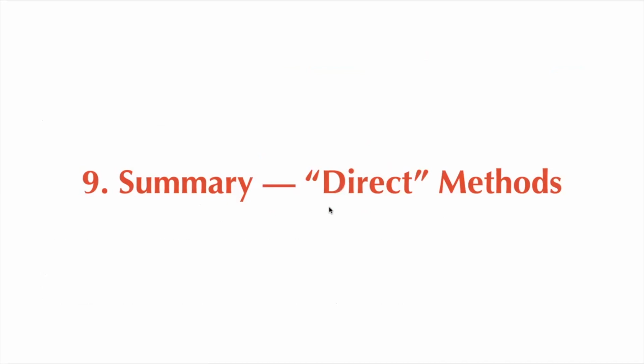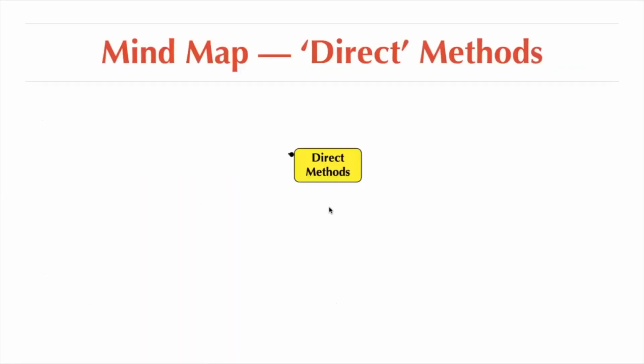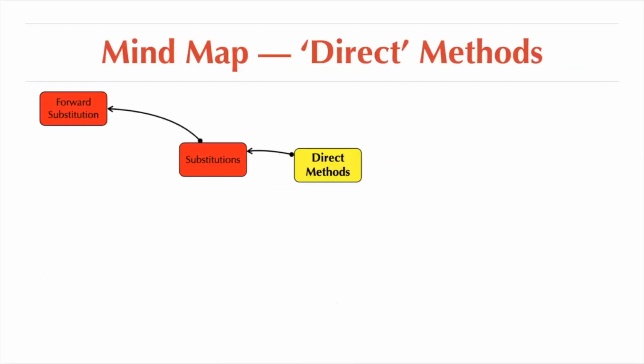Let me first summarize the direct methods. The first direct method that we talked about was substitution. It had forward substitution and backward substitution, but these are very special cases when the matrix has a very specific form. For forward substitution you have a lower triangular matrix, for backward substitution you have an upper triangular matrix, and those will also be used later, as I talked about in Gauss elimination.